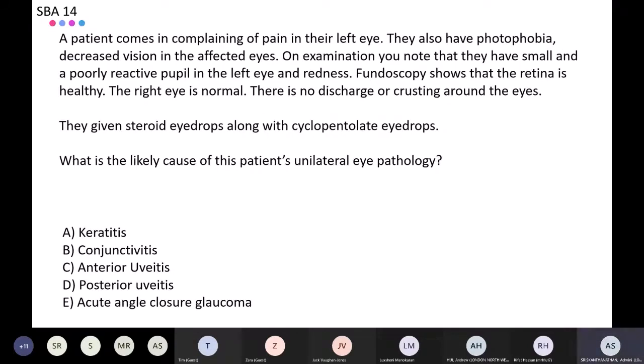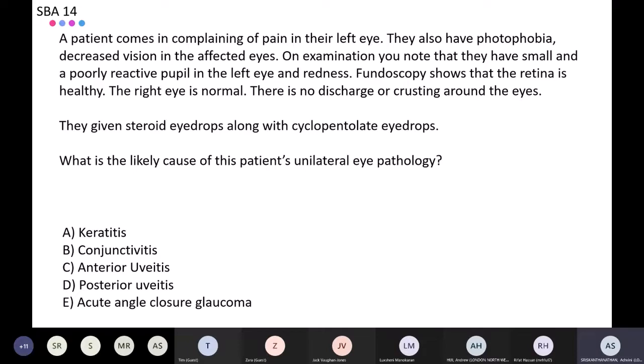Okay, next SBA. So opening up the poll. There's just 2 more questions in here. So we've got a patient who's coming in complaining of pain in their left eye. They also have photophobia and decreased vision in the affected eye. On examination, you note they have a small and poorly reactive pupil in the left eye, and redness.